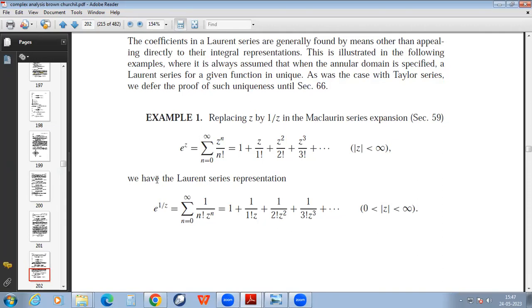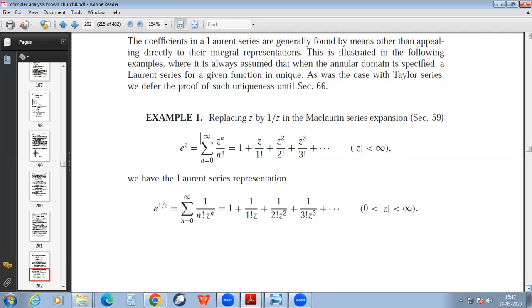If I talk about e raised to z, I find all are positive powers of z, and my domain is the whole complex plane. We are not excluding 0. But once it goes to 1 by z, I apply exponential on 1 by z. At that time I have to exclude 0, and for that I have to talk about the annulus, the whole complex plane except the origin. And there it takes this form. So you are watching all the powers are negative powers of z, and this is z raised to 0. Fine?